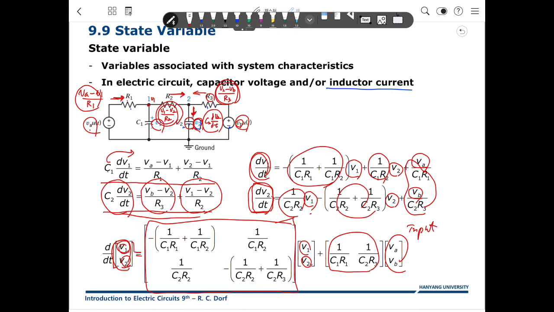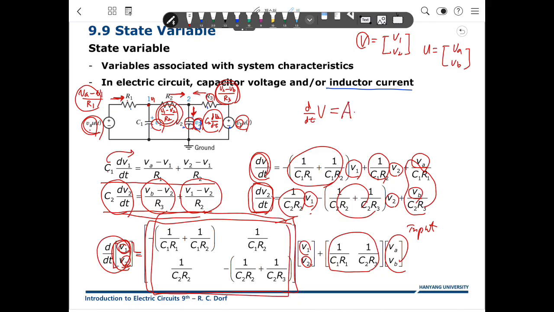Then we can rewrite. We define the matrix V as the state variables V1 and V2, and the input U. This system has two inputs, VA and VB. Then the derivative of the state is some matrix A times V plus matrix B times U. This is a general formal description of state variables. This is a very useful form.